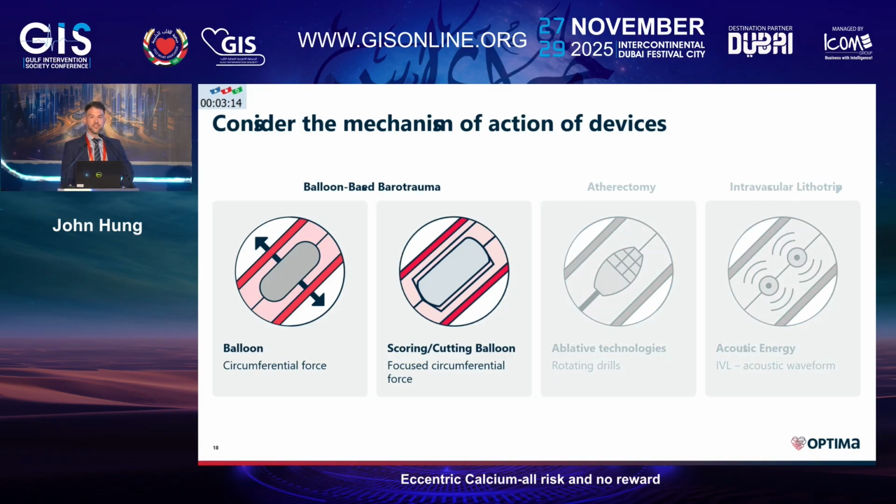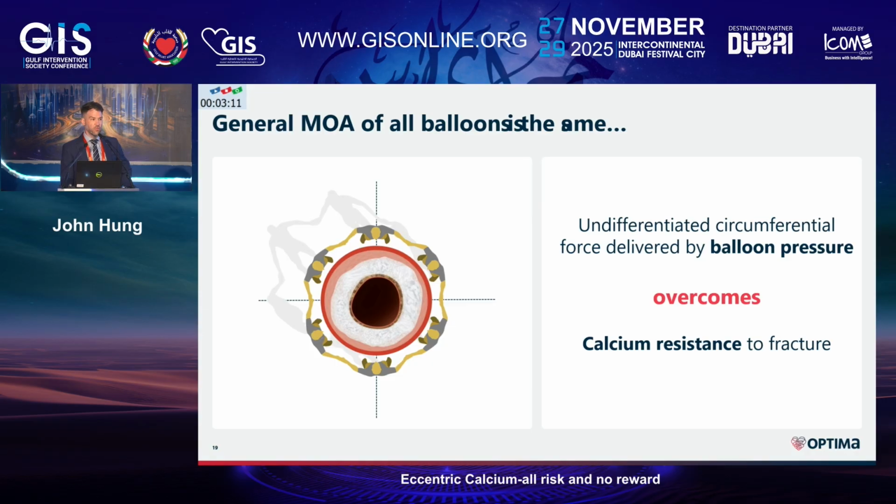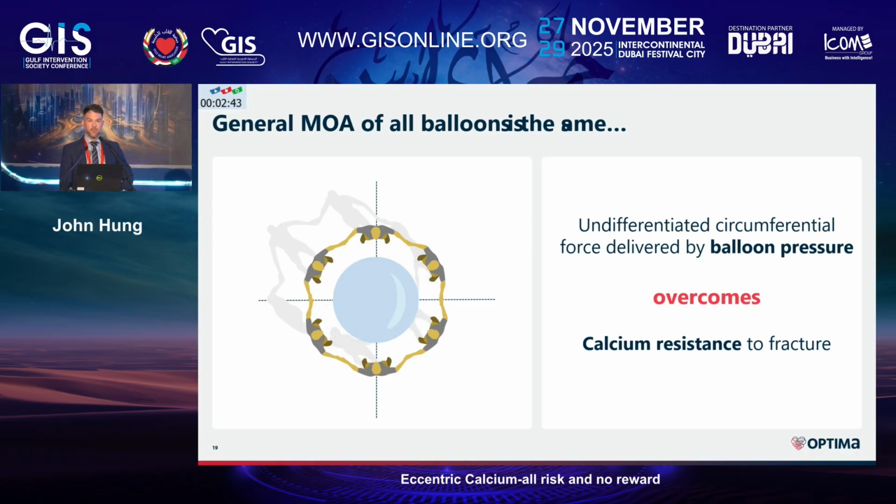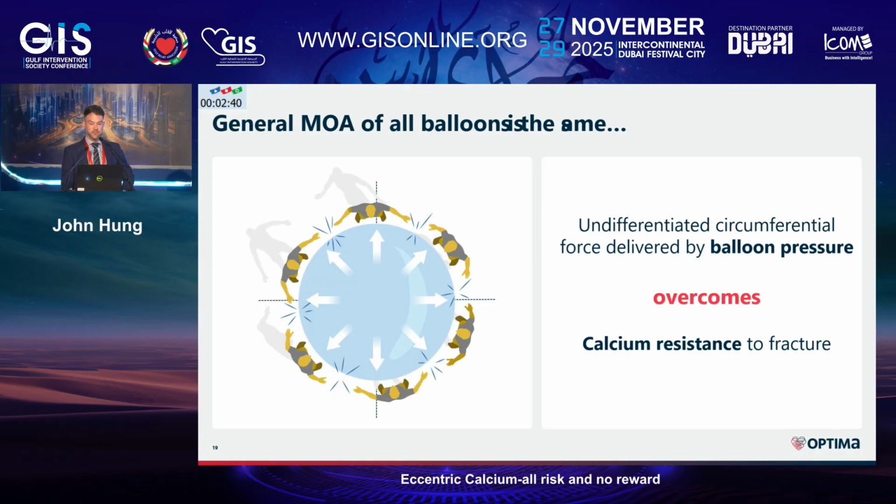If we just think about balloons to start with, how do they work? What is the mechanism of action when a balloon modifies calcium? Well, balloons deliver undifferentiated circumferential force. The force is applied in all directions. And the higher the pressure, at some point, the more likely it is that the calcium will crack. And you can think of it like a ring of people all holding hands with a tight grip. If you were to exert force from the center in all directions, you can expect that at some point their hands would break and you would overcome that resistance.